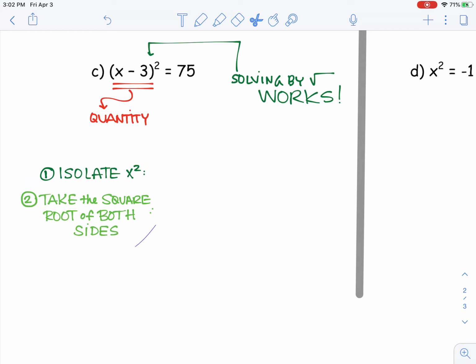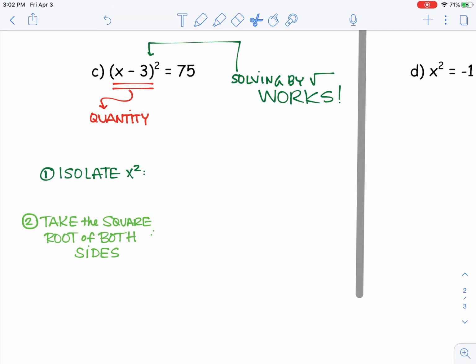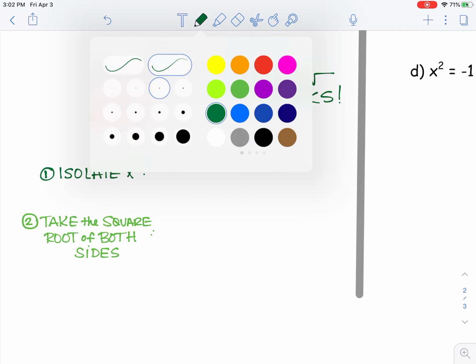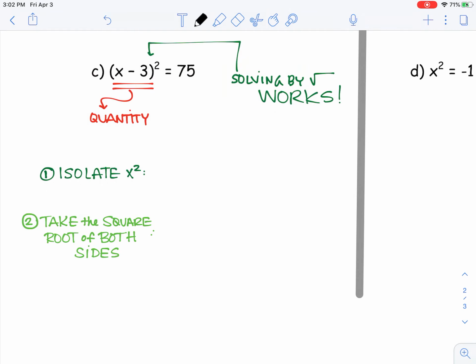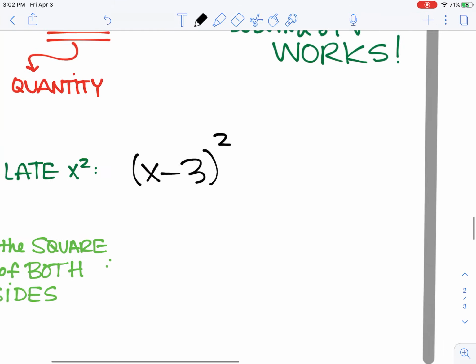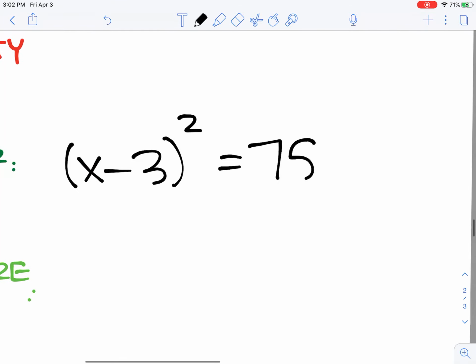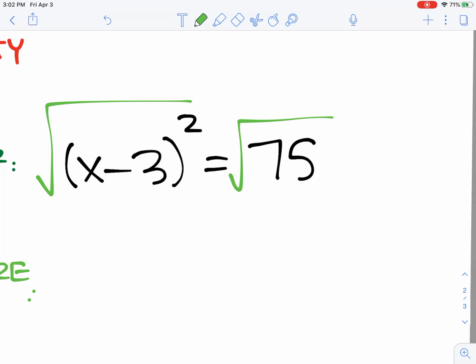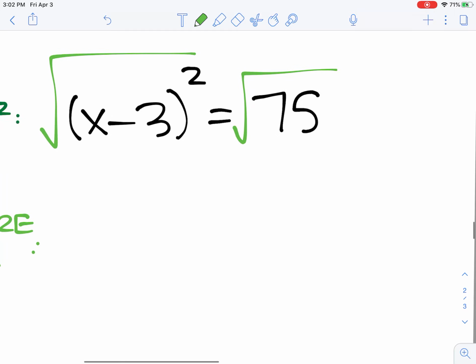When we isolate and we're working with a quantity, it looks a little bit different, but the goal is still the same. We want to get the quantity by itself. In this particular case, it is. There's nothing outside the parentheses other than the squared. So the isolation step has been done for us. So I'm just going to rewrite it. And then our goal is to take the square root of both sides. Now when dealing with a quantity, we're actually going to have an extra step at the end, but we'll talk about that here in a second.